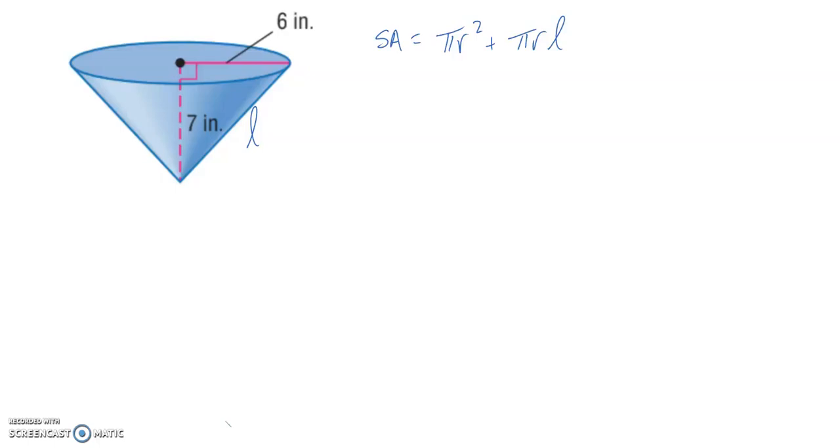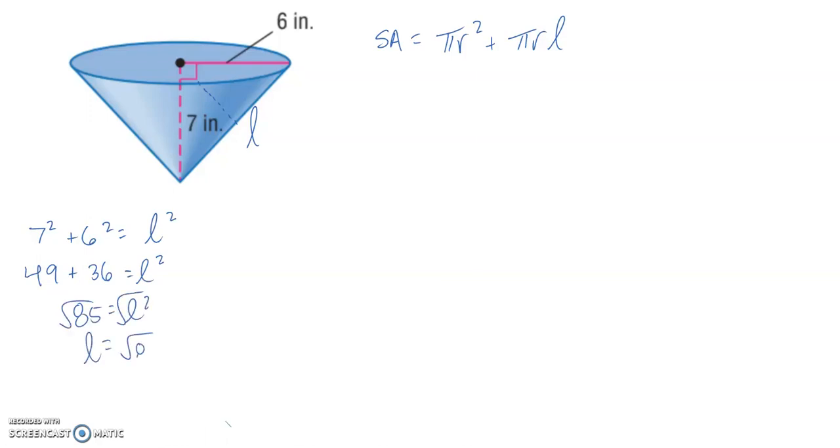So off to the side here, I see that I have my right angle in that corner, which would make the slant height the hypotenuse. So I'm going to do 7 squared plus 6 squared equals the slant height squared. Simplify down. And then you take your square root. So I wound up getting that my slant height is the square root of 85 inches.